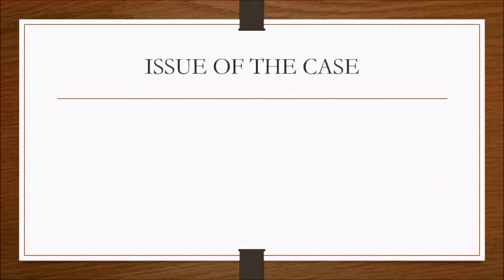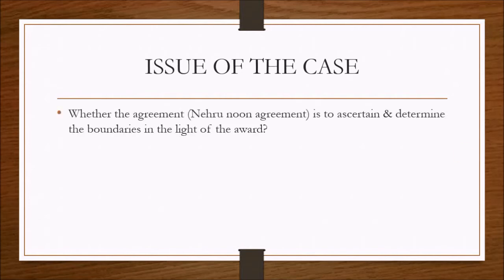Let's go to the issues of the case law. The first issue is whether the agreement, meaning the Nehru-Noon Agreement, is to ascertain and determine the boundaries in the light of the award. It means the actual construction of the agreement is to ascertain and determine the boundary of East and West Bengal, or whether any cession of Indian territory is included.